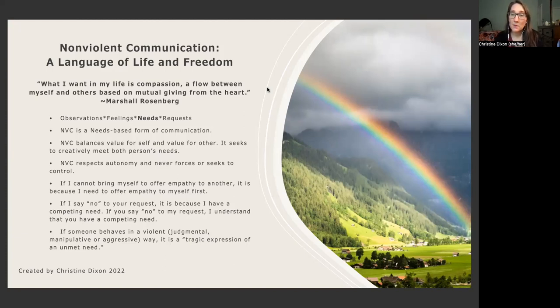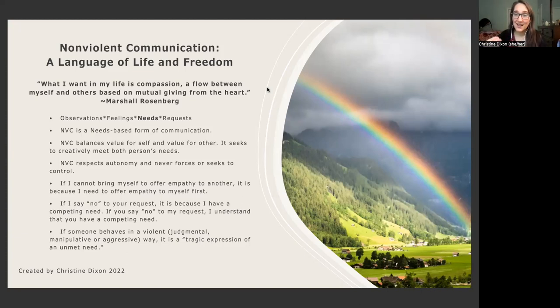So the main four components of nonviolent communication are observations, feelings, needs, which I have in bold because if you remember only one thing about it, remember needs. Get curious about needs. And the fourth component is requests. We will go into much further detail on each of these four components. But some important points are that nonviolent communication is a needs-based form of communication. It balances value for self and value for other. It is not either-or, it is both-and. It seeks to creatively meet both persons' needs.